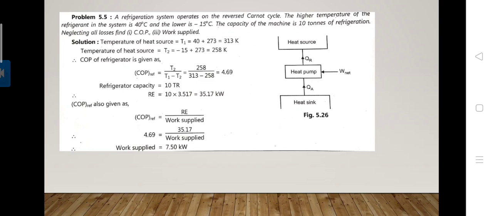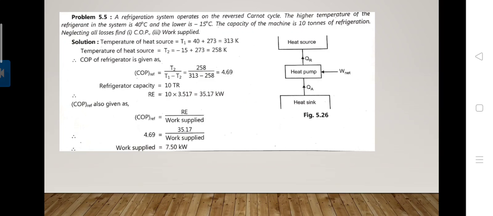A refrigeration system operates on reverse Carnot cycle, and the higher temperature of the refrigerant in the system is 40 degrees centigrade and the lower is minus 15 degrees centigrade. The capacity of the machine is 10 ton of refrigeration. Neglecting all losses, we have to find the coefficient of performance and work supplied.